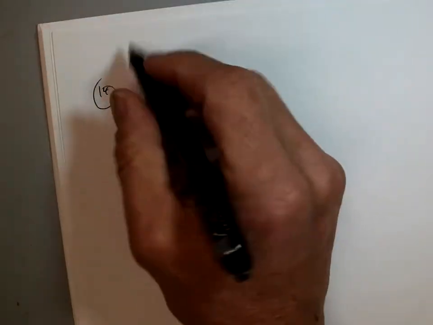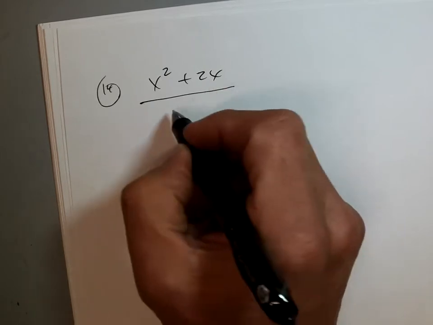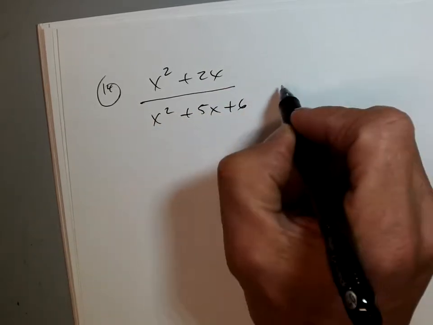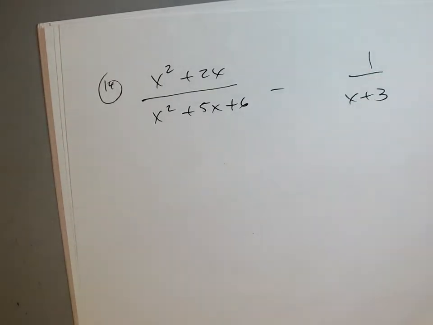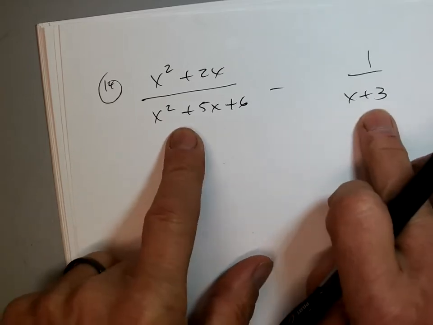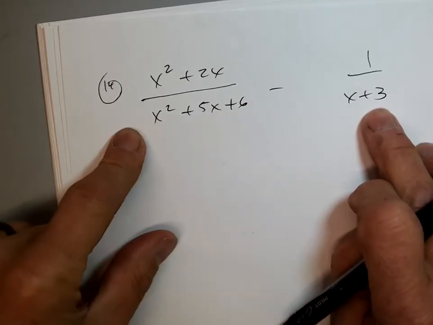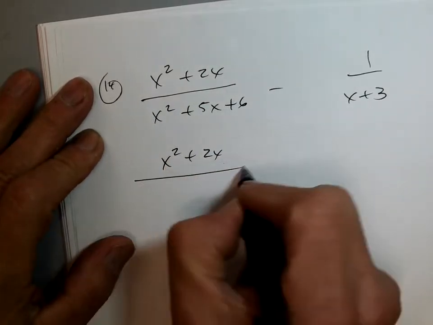I have an x squared plus 2x over an x squared plus 5x plus 6 minus a 1 over an x plus 3. Okay. When you add or subtract, you've got to have a common denominator. Okay, well, so the first thing I'm doing is like, what the heck? If I look at these two things, they're not the same. But I'm going to factor this one. So let me rewrite this. I'm going to factor.